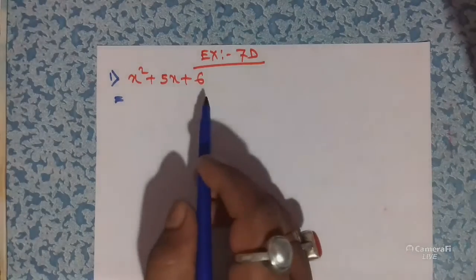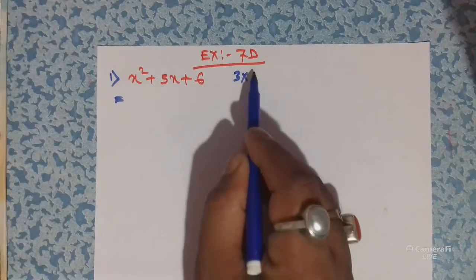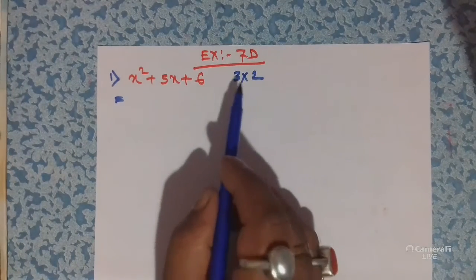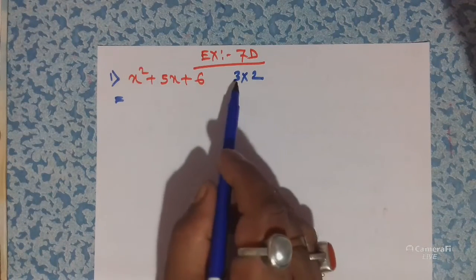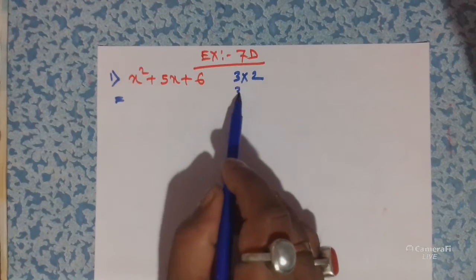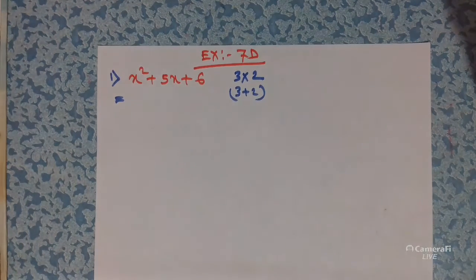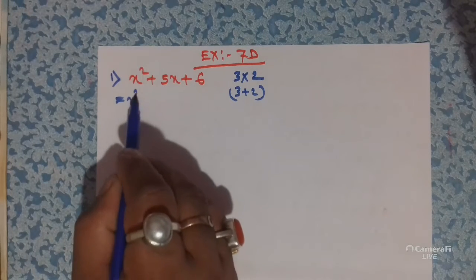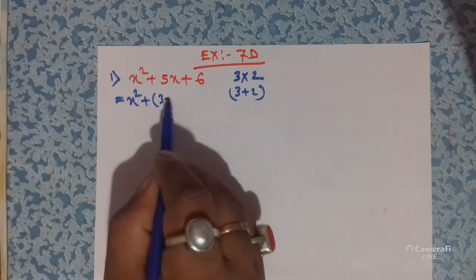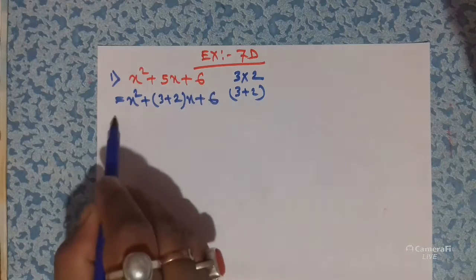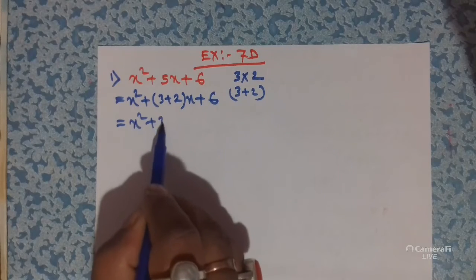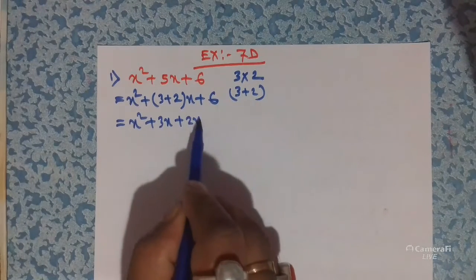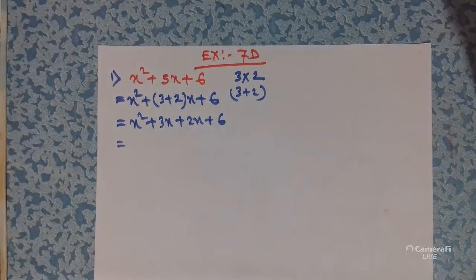So if we take 6 as 3 into 2, I have chosen two numbers, 3 and 2. We can see that the product of 3 and 2 is 6 and the sum of these two numbers is 5. So here we have to write like this: x square plus (3 plus 2)x plus 6. Now remove this bracket. So x square plus 3x plus 2x plus 6. Actually we factorize the middle term, so that's why its name is middle term factor method.